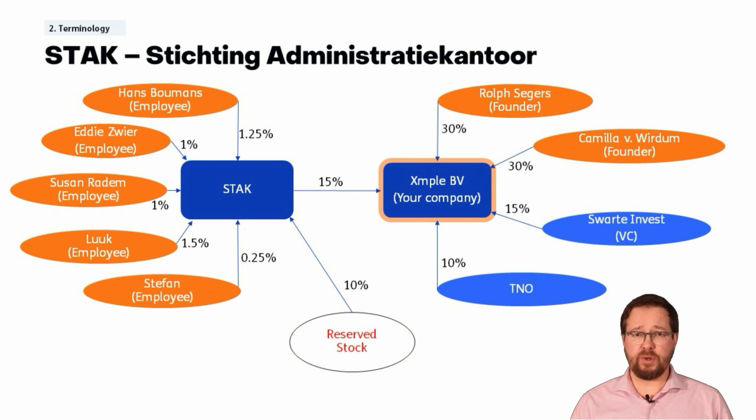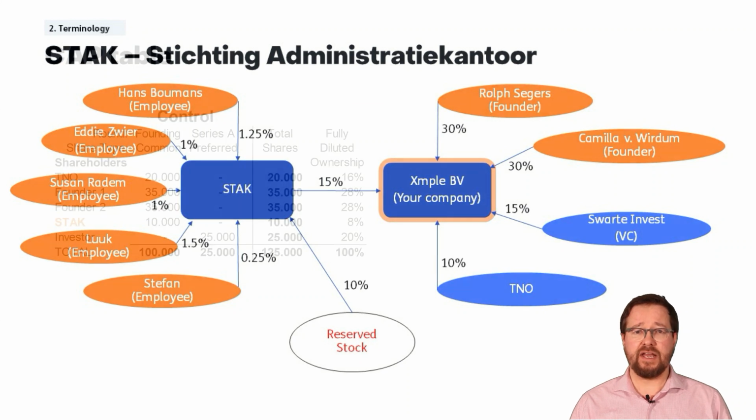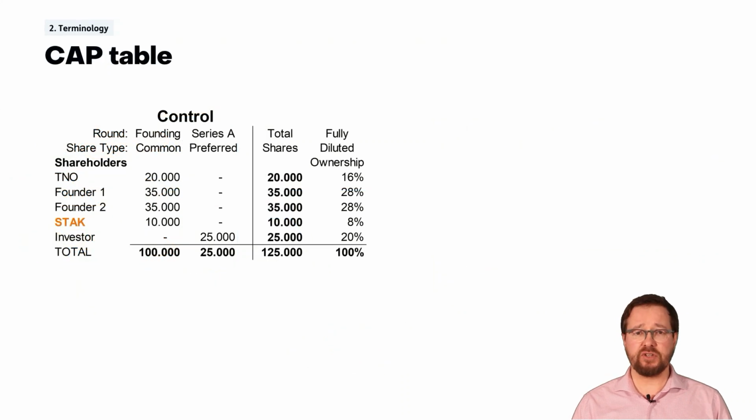A typical STAK represents 10 to 15% of the total shares of the company, and it can have a significant positive impact on the capitalization table, or cap table in short. We just showed you a schematic overview of all involved shareholders. You can put that into a table that looks like this, a cap table. It's a different representation of who owns how many shares and how that affects the control over the company.